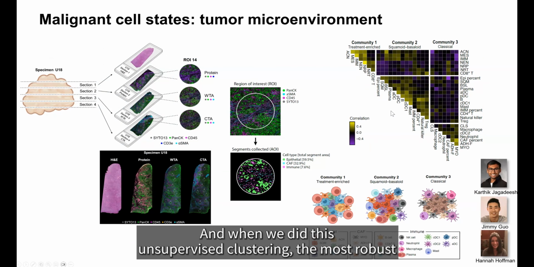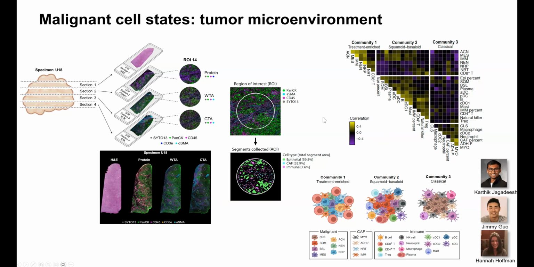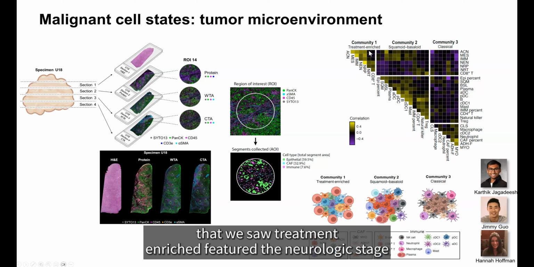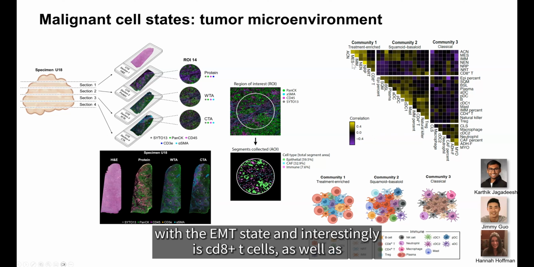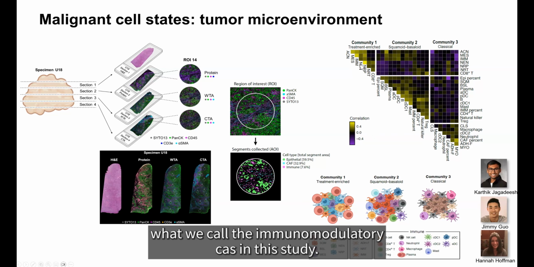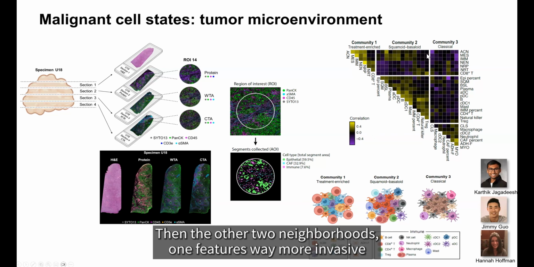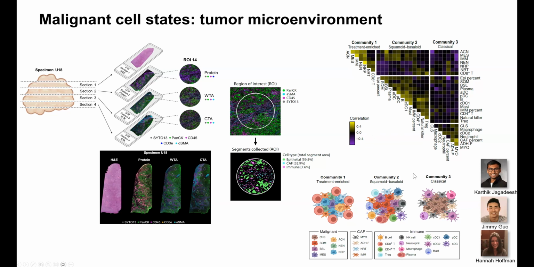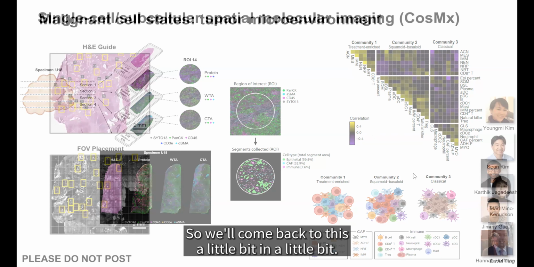When we did this unsupervised clustering, the most robust clustering was 3 distinct neighborhoods, which we named based on the malignant subtypes that we saw. Treatment enriched featured the neural-like state with the EMT state, and interestingly CD8 T cells as well as these ICAFs, what we call the immunomodulatory CAFs in this study. Then the other 2 neighborhoods, one featured squamoid basaloid cancer cells, and the third one featured classical cancer cells. So we'll come back to this in a little bit.